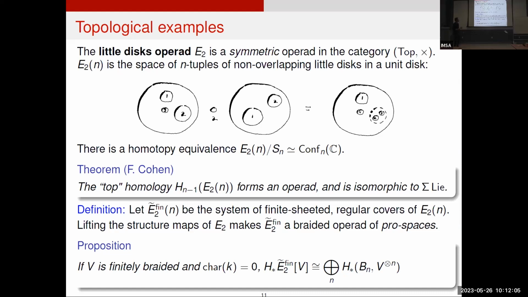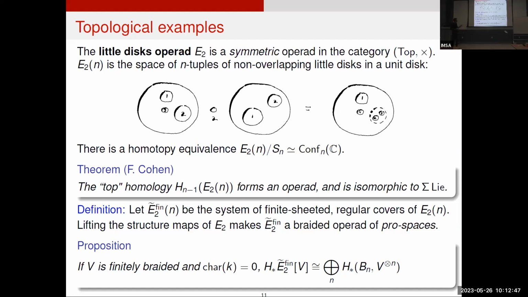Right. So why is this relevant in our talk? The terms of the little discs operad are the configuration spaces. If I mod out by the symmetric group, I get the unordered configuration spaces, and the ordered configuration spaces if I don't. And because homology is a lax monoidal functor, the homology of an operad is an operad. So the homology of E2 becomes an operad, and one interpretation of part of Fred Cohen's thesis is that the top part of the homology of E2(n) is a sub-operad of that homology, and it's isomorphic to the shifted Lie operad.